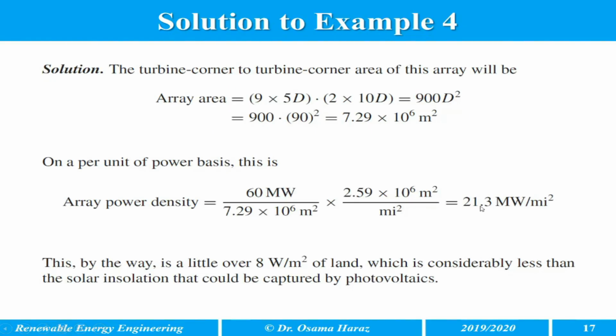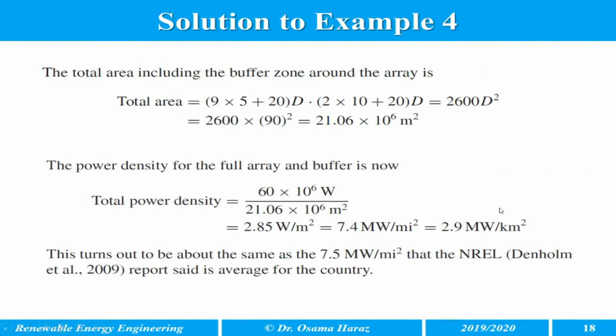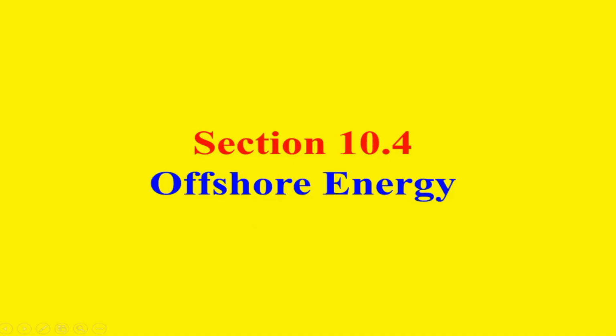It was 21.3. So there is a drop after using the buffer zone. You increase the area, but the amount of electricity is the same, fixed. So you end up with a smaller power density. This is expected.